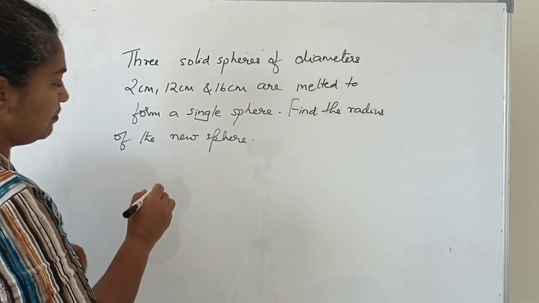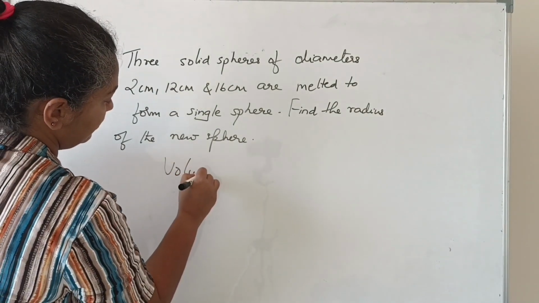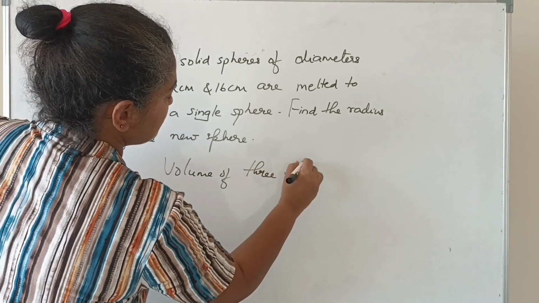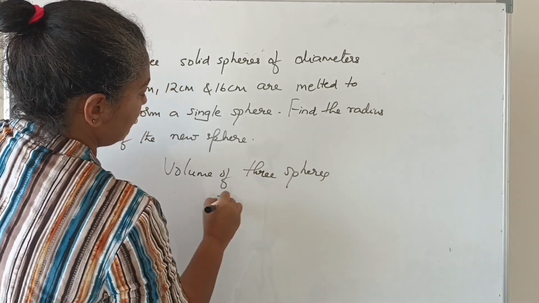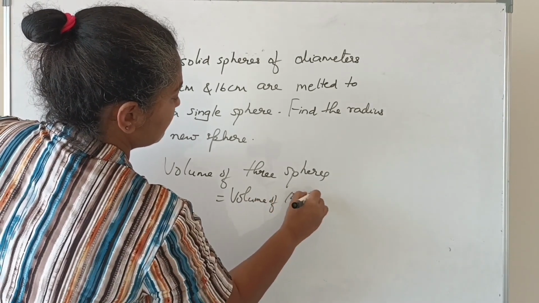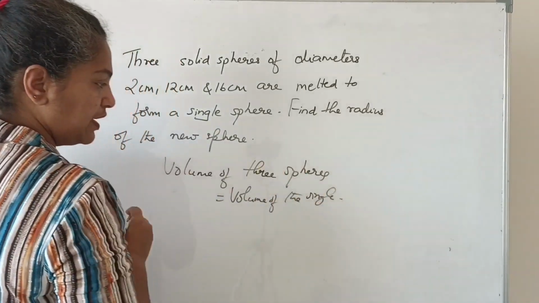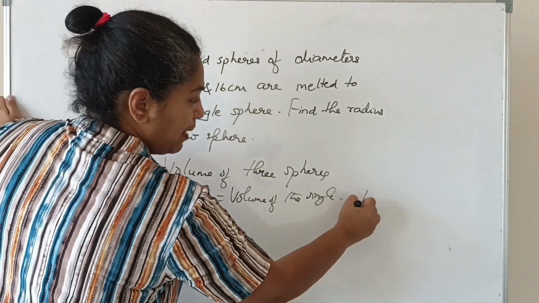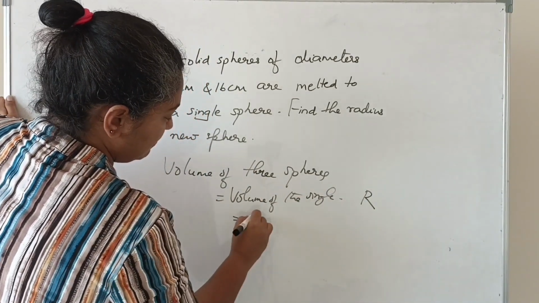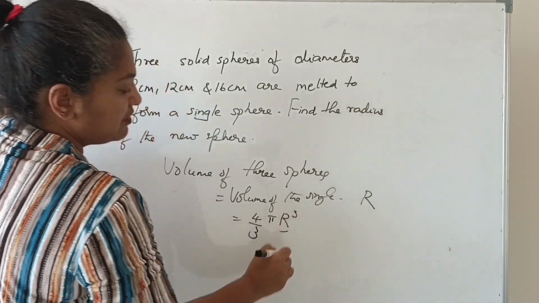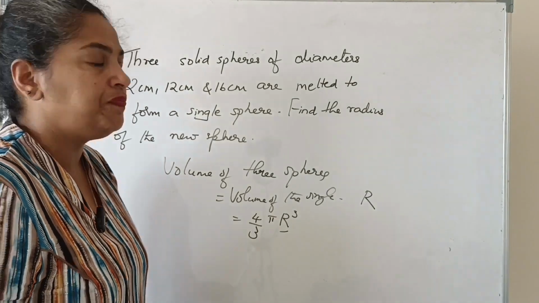So, here the volume of three spheres is equal to volume of the single sphere. Okay. Now, if the radius of the new sphere that is formed is capital letter R, the volume is equal to 4 by 3 pi r cube. This radius is what we need to find.